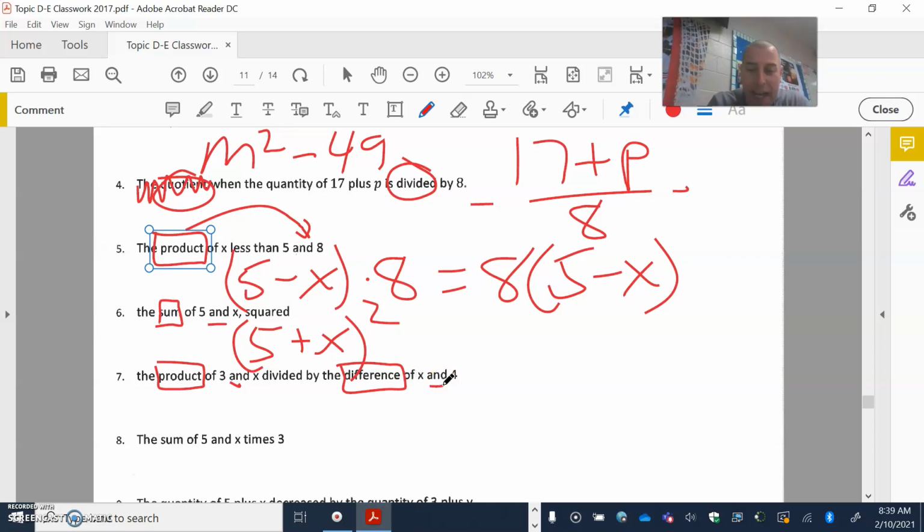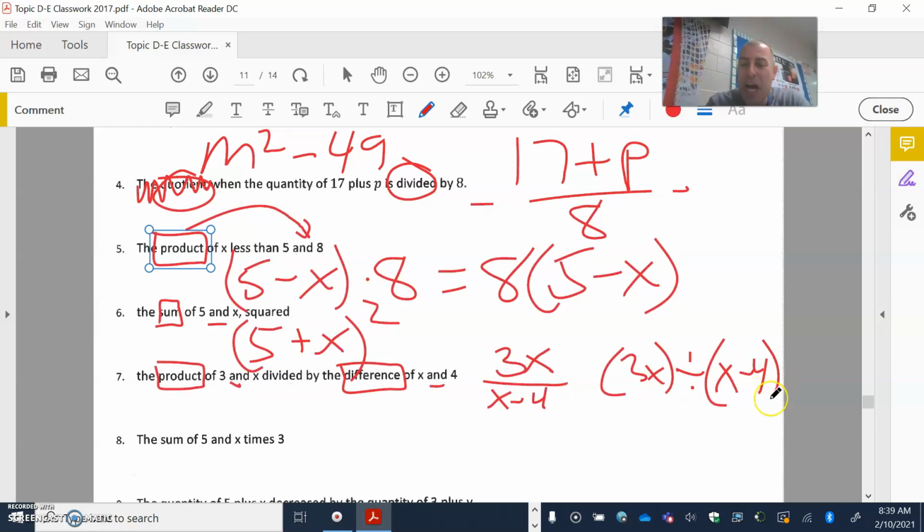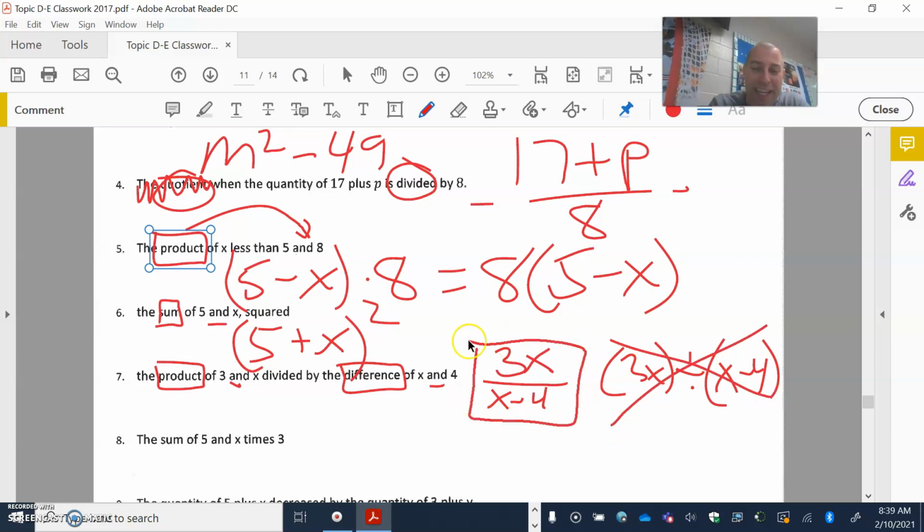So the product of 3 and x, so we're going to multiply. Remember, we multiply a number times a letter right up against each other. Divided by, remember, fraction bar, and then the difference of x and 4. There we go. If we were writing it out from left to right, we would be writing out 3x wrapped in parentheses divided by, wrapped in parentheses, x minus 4. This says the exact same thing, but again, we don't like that division symbol. So there is your winning answer.